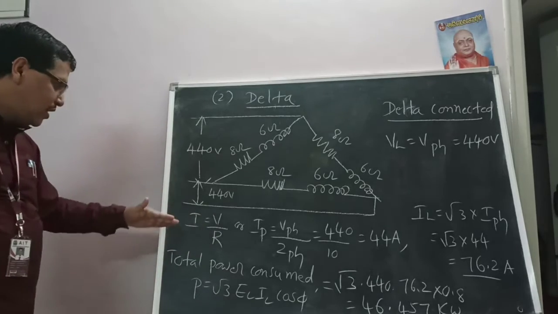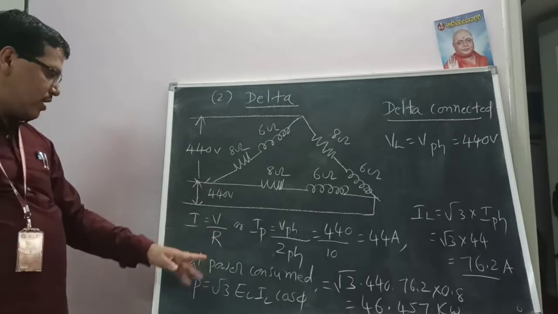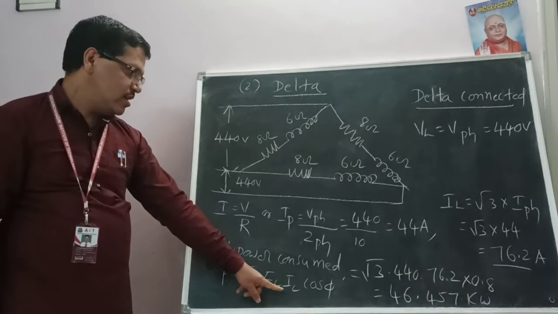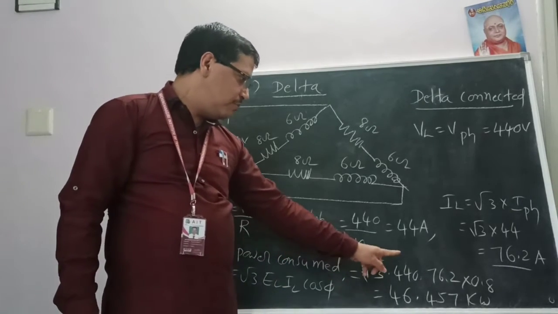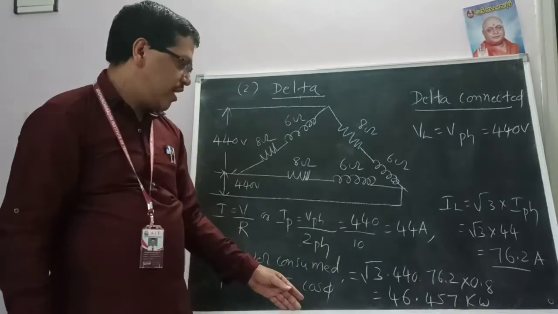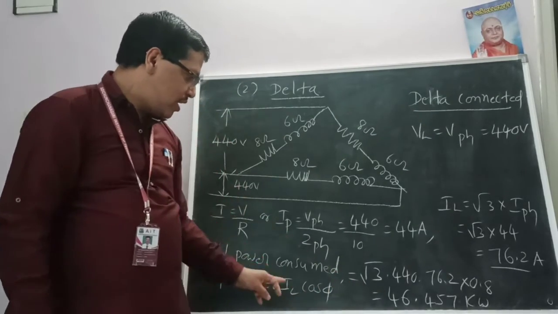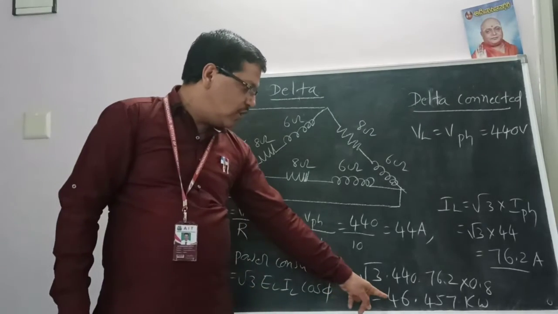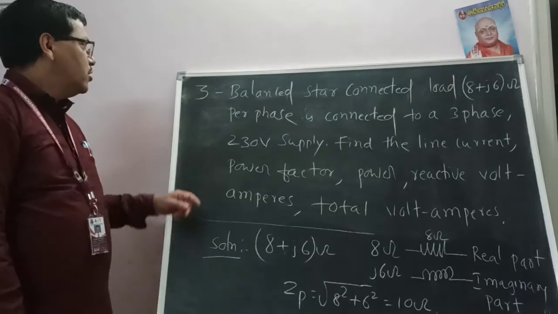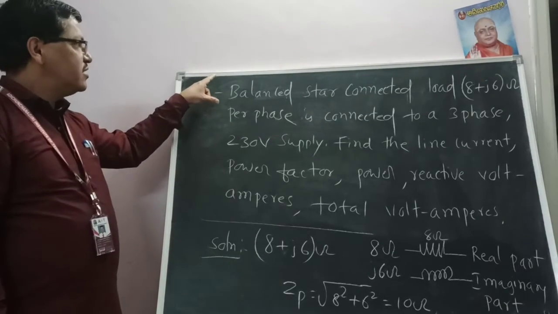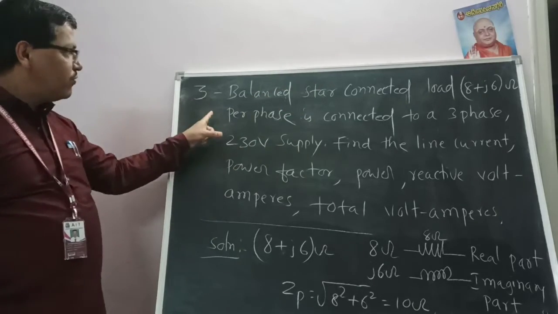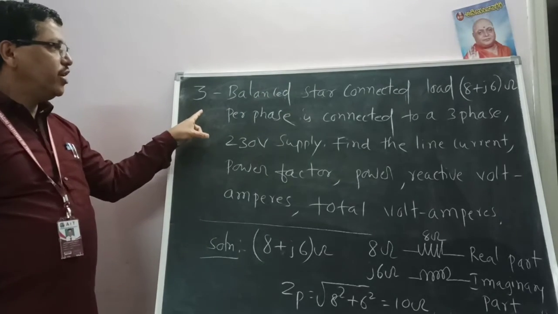Then at the end we need to calculate the power. As usual, power P is equal to root 3 EL IL cos phi. So root 3 multiplied by 440 multiplied by 76.2 into 0.8. The final answer of power in the case of delta connection is 46.457 kilowatts.